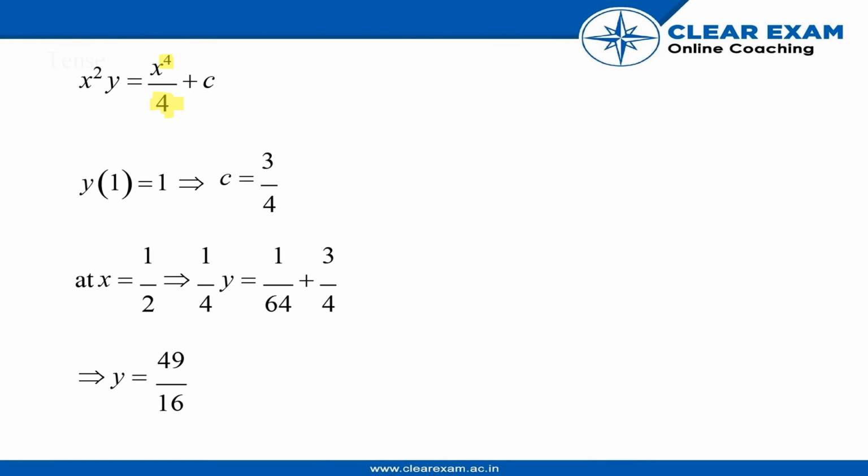And we need to determine y of 1 by 2. So at x equals 1 by 2, we need to determine that. It would give us 1 by 2 whole square, which is 1 by 4, which we have written here. y remains as it is, so 1 by 4 into y equals 1 by 4 to the power 4 upon 4, which would eventually give us 1 upon 64. And c we found in the previous step, that is 3 by 4. So after solving this, y comes out to be 49 upon 16. So this is our final answer, which corresponds to option number 2 given in the question.